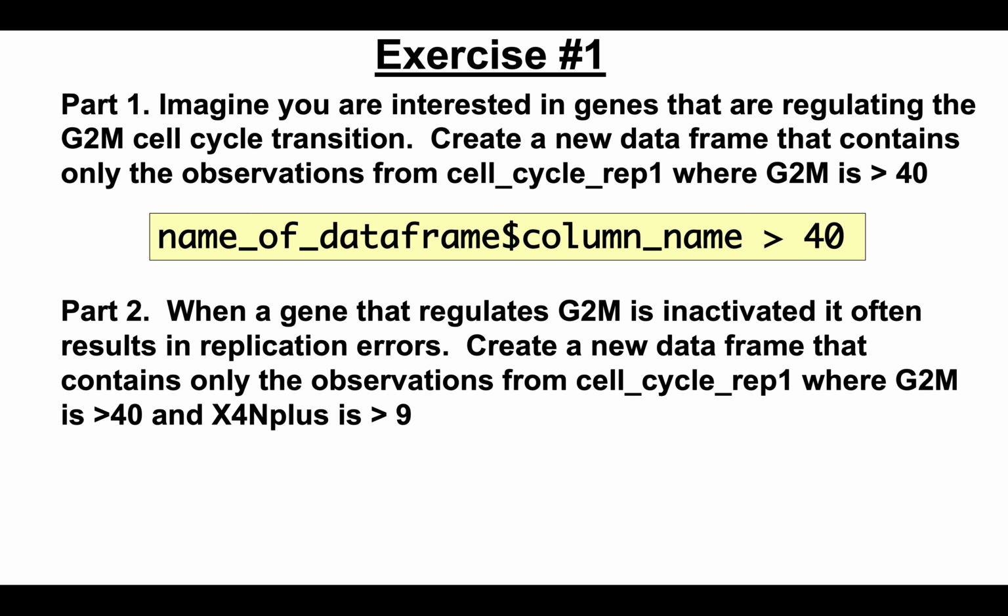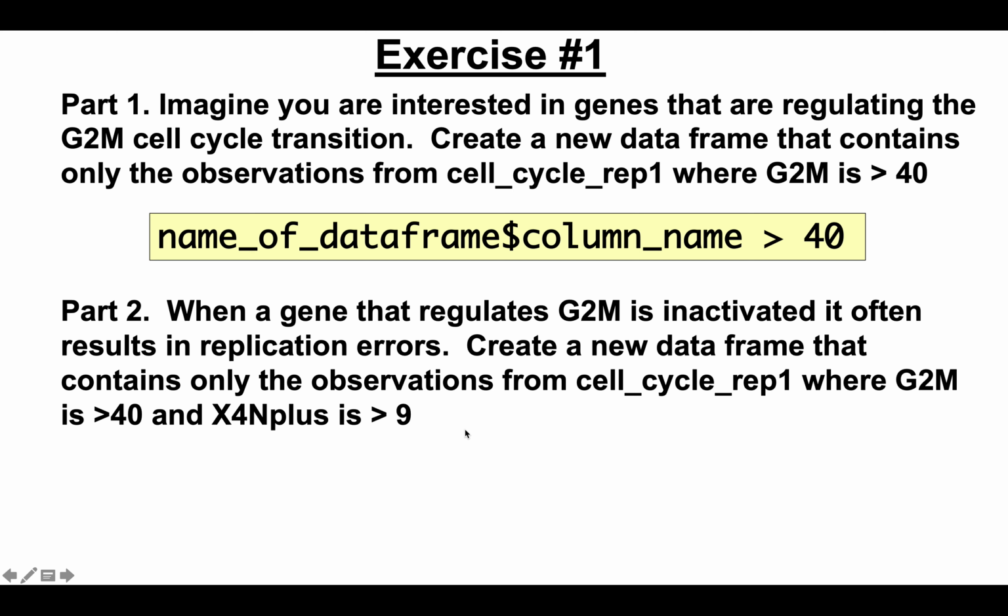All right, so let's jump into an exercise. So we're going to use that cell cycle data set, the data frame that we have in our environment. And so imagine that you're interested in genes that are regulating the G2M cell cycle transition. So create a new data frame that contains only the observations from that data frame where cell cycle rep 1, the G2M value is over 40.